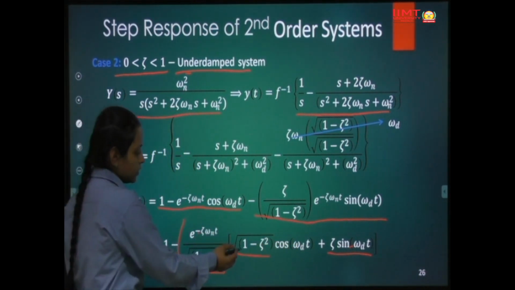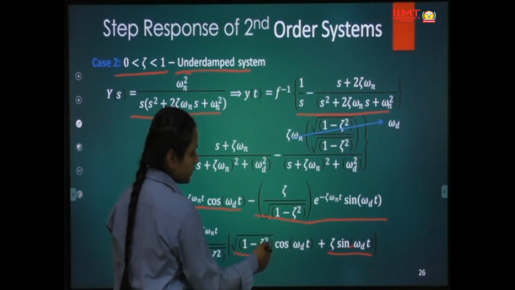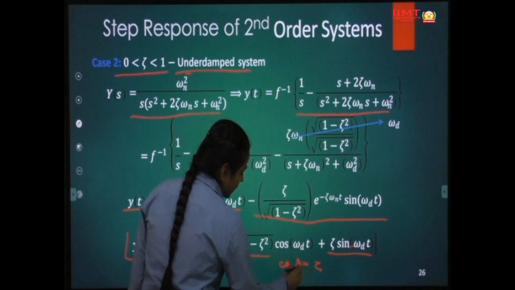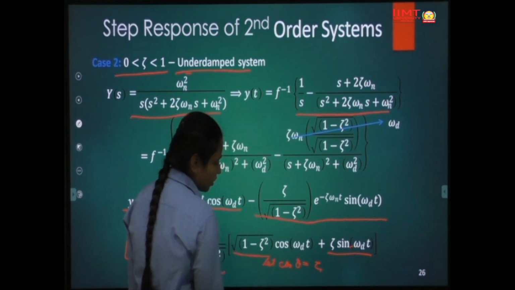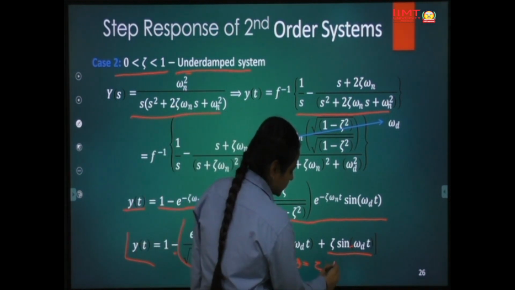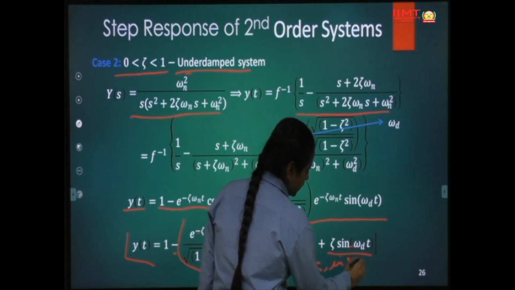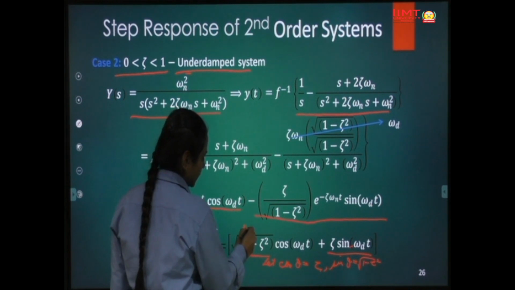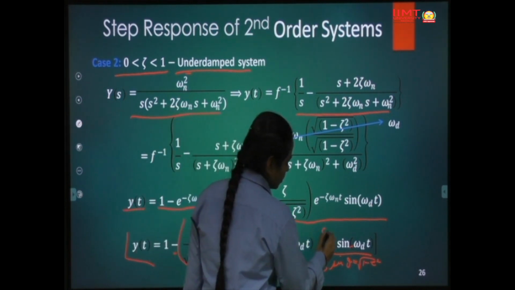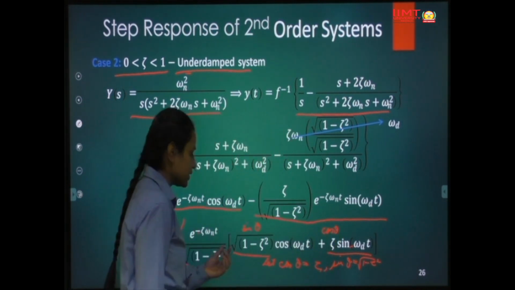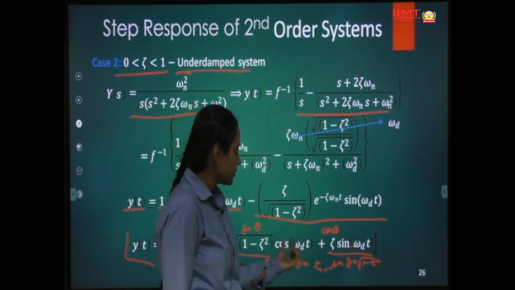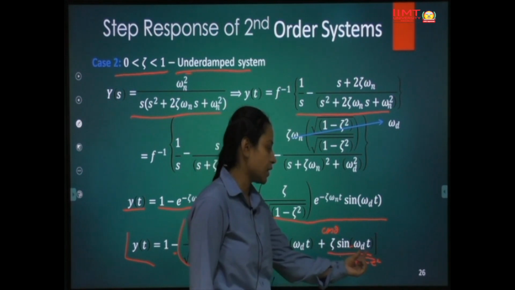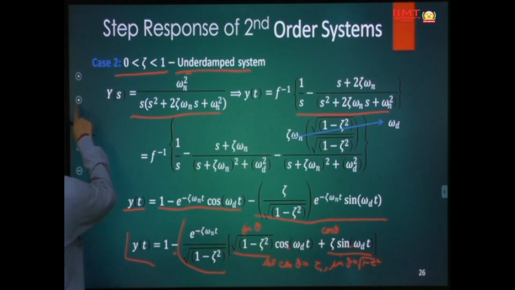How can we convert this? We can simply assume cos theta is equal to zeta. Then sin theta would be equal to under root 1 minus zeta square. So this would be your sin theta and this would be your cos theta. So we have sin theta cos omega d t plus cos theta sin omega d t, which would become sin of omega d t plus theta.